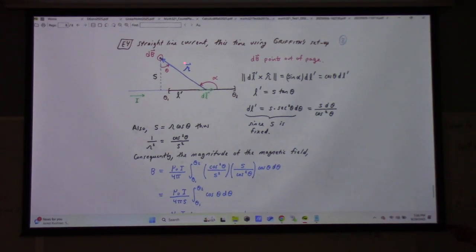Now there's some super sneaky steps in here. Look at this. So first of all, the magnitude of dl cross r hat. All right, great. So he draws this picture, fair enough. Here's my dl, here's my point, distance s from the line, right? Fine, nothing hinky there. Alpha is the angle between dl and r.